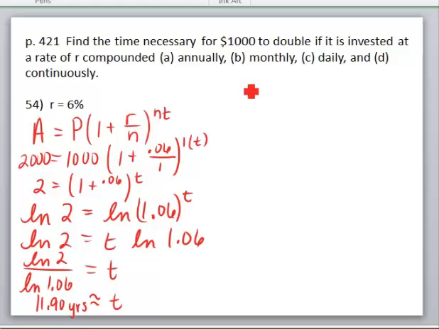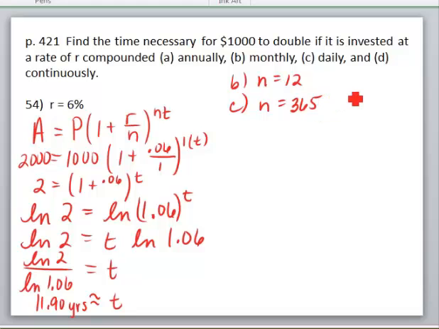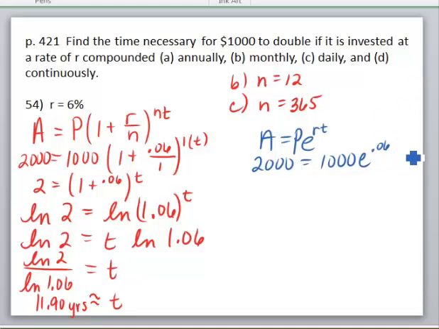Now, I'm not going to do this for monthly and daily also. The only thing that would change is in the monthly, the N would be 12, and the daily would be 365 or 366, whichever you choose. 365 is just fine. I will do it for the continuous one because you use the P equals E to the, I got that wrong, sorry. A equals, the amount you end up with equals PE to the RT. So again, we want to know how long it takes for it to double if we are compounding this continuously at a rate of 6%.